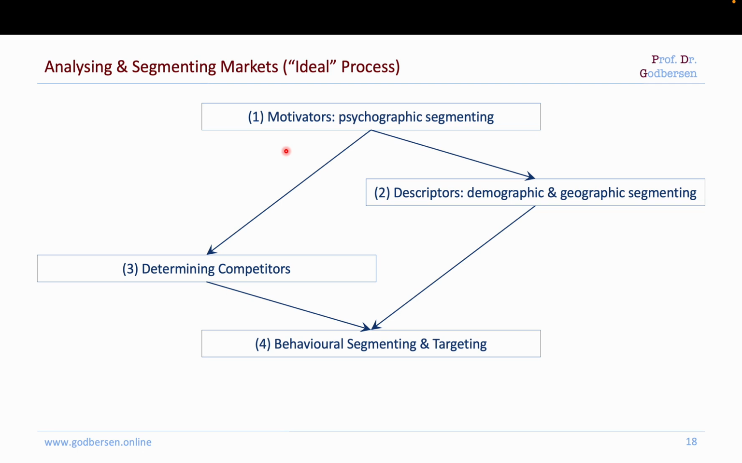Unfortunately, these motives are not written on the foreheads of us all, so we can't see who has these motives. Therefore, we need to correlate or associate these motives with descriptors. You can also call them identifiers. So we need to know, are we targeting men or women? What age does our target group have? Where do they live? And so forth. That means we're going for demographic and geographic segmenting.